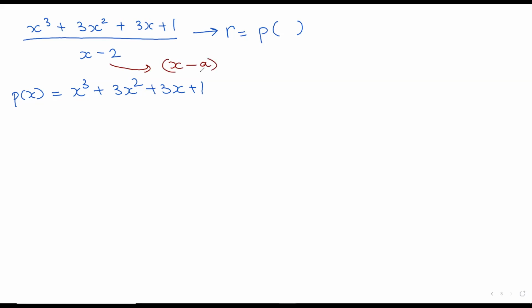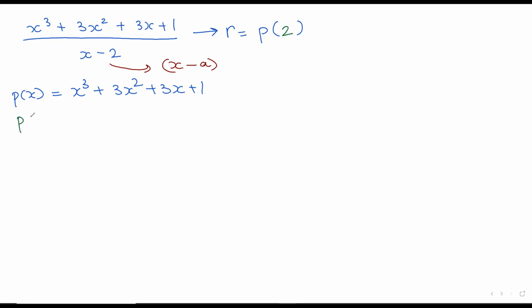So what is a first of all? Mridula, what is a in this case? Ma'am, 2. Yeah, that's right. So a is 2. So our remainder will be equal to p of 2.